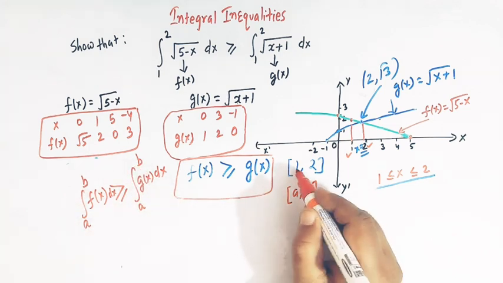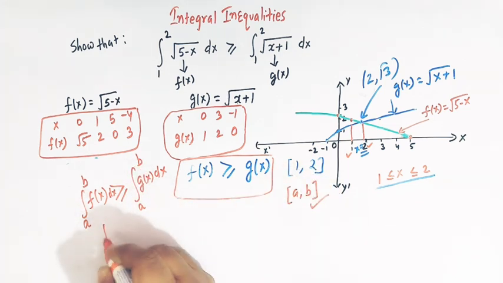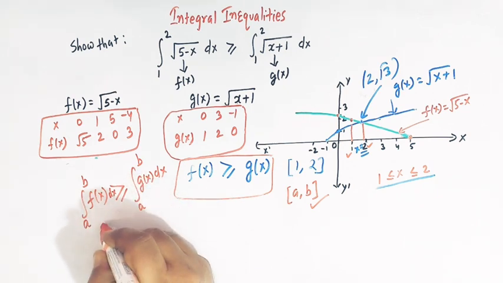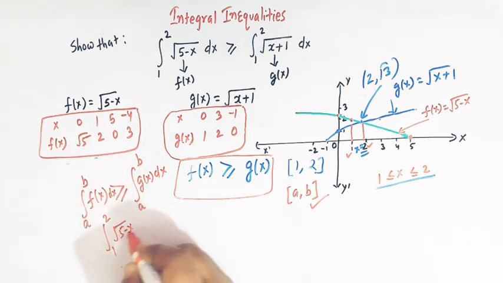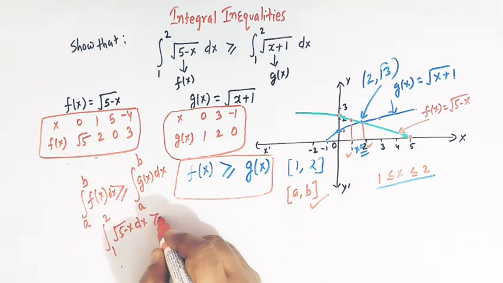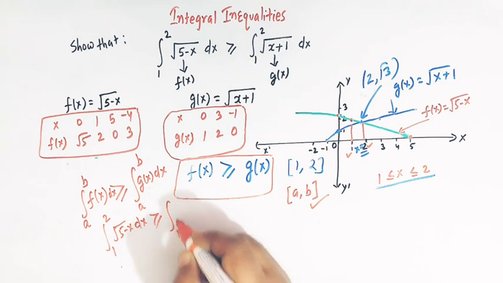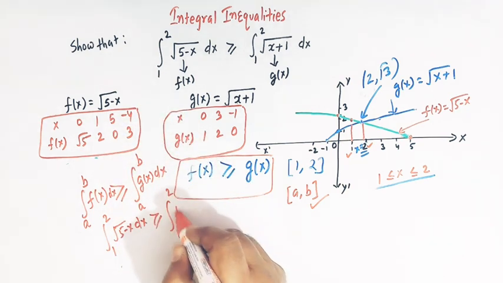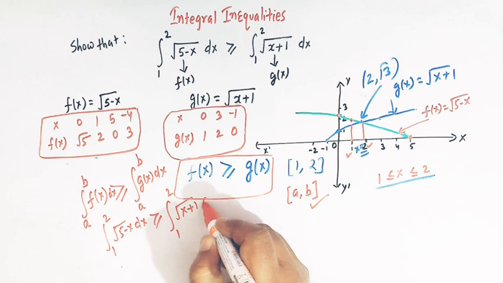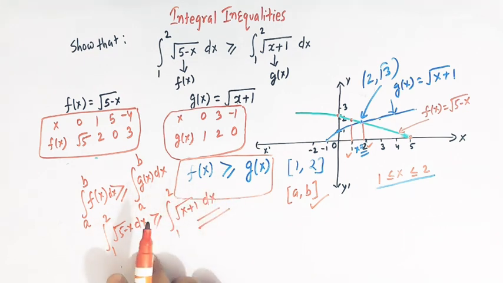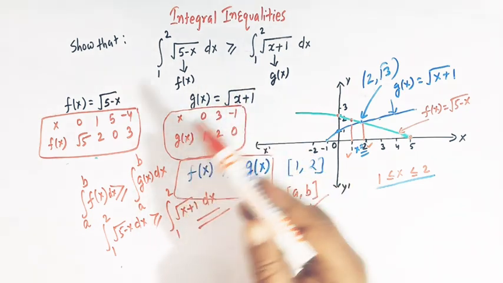So here a is 1, b is 2. Now we can substitute the values here. So we have the integral from 1 to 2 of square root of 5 minus x dx, that is greater than or equal to the integral from 1 to 2 of square root of x plus 1 dx, right? And that's it. This is the required inequality which is to be proved.